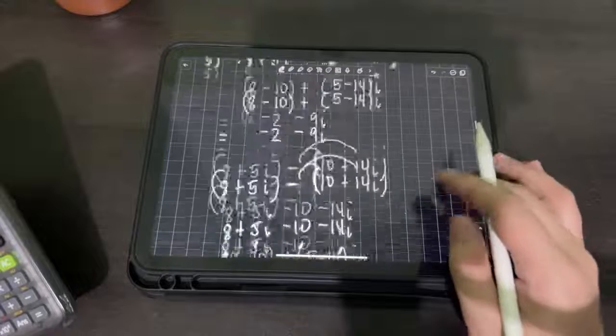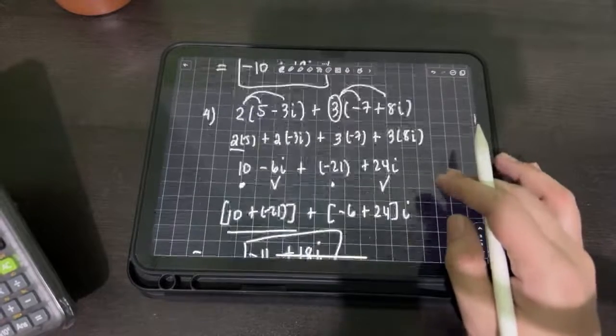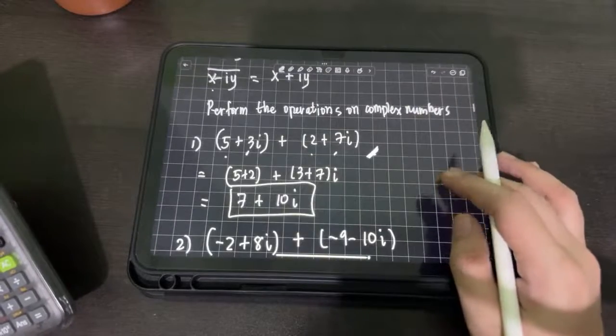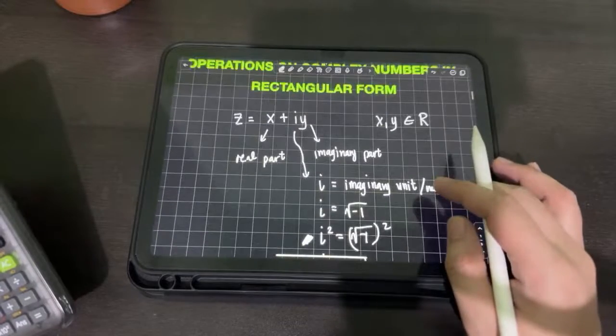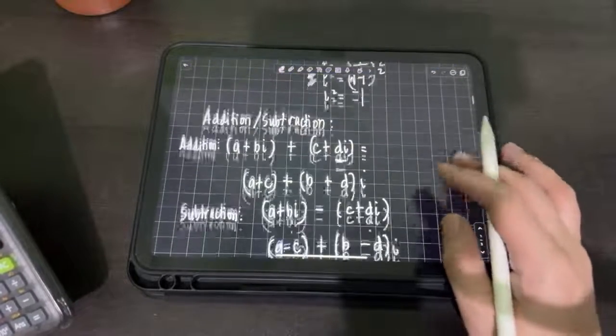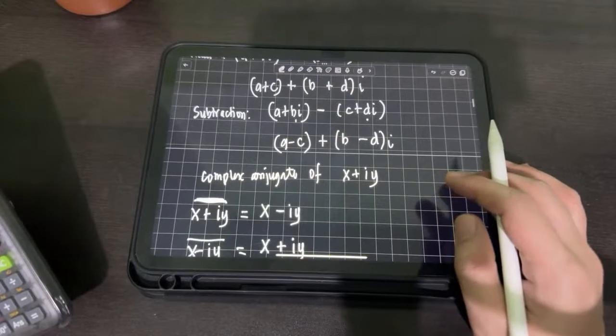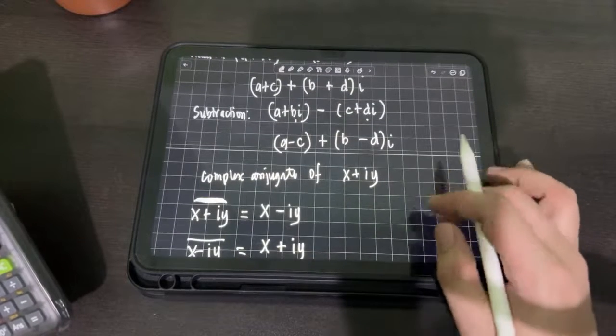So I think let's end the live stream for now. We will just continue on the next live with other operations on complex numbers in rectangular form. So maybe we can have division and multiplication.